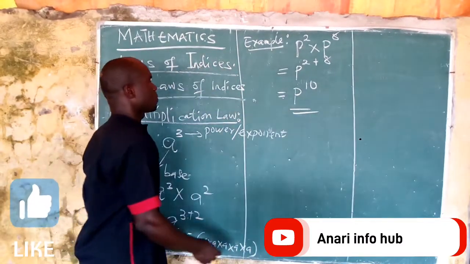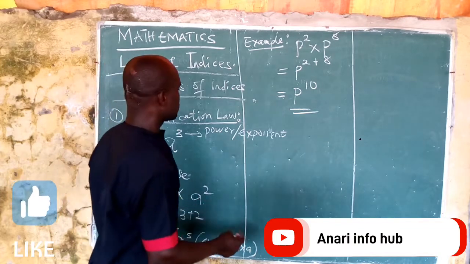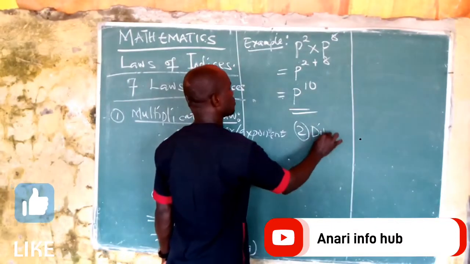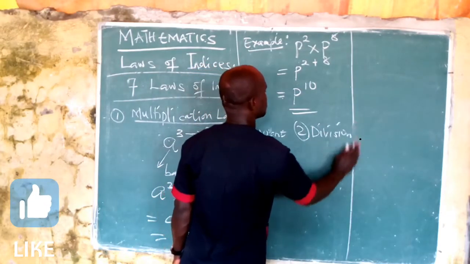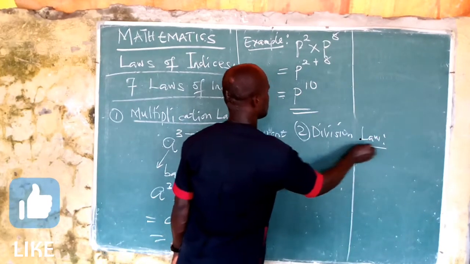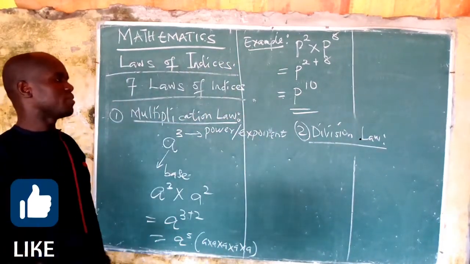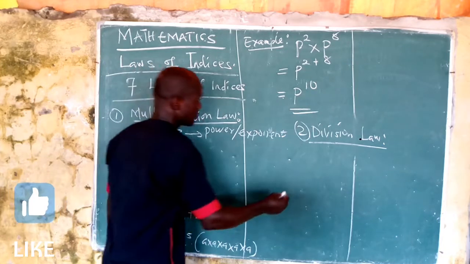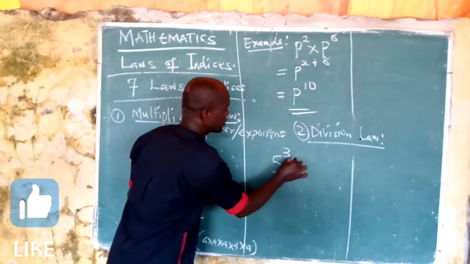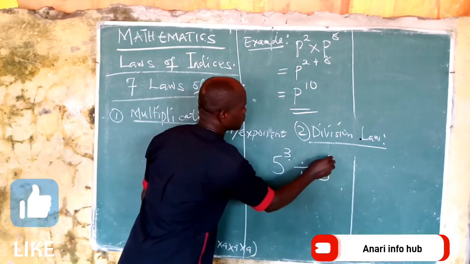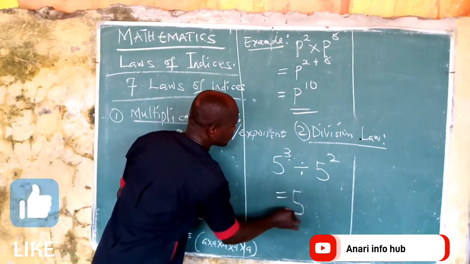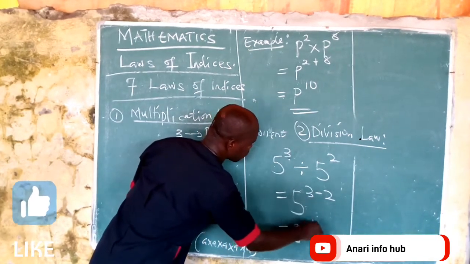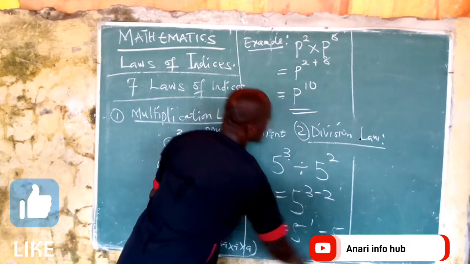Okay? So the next law is law number 2, or the second law. The second law is called the division law. The division law states that when numbers with equal bases are being divided, their powers or exponents should be subtracted. That means if I have something like, let's say, 5 raised to power 3 divided by 5 raised to power 2, that means 5 raised to power 3 minus 2, and that means 5 raised to power 1. That is the same thing as 5. Hope it's clear.